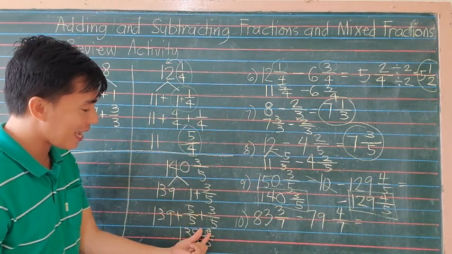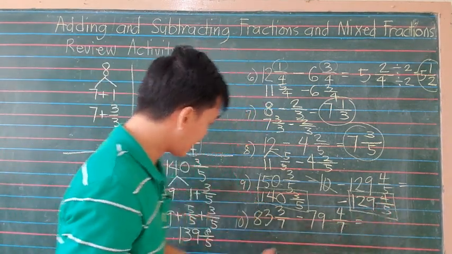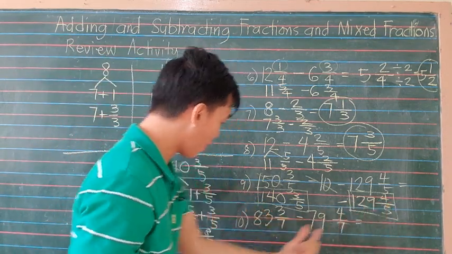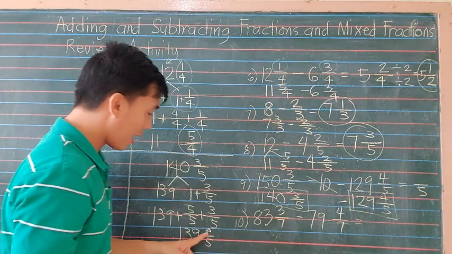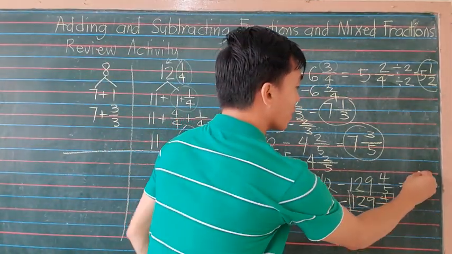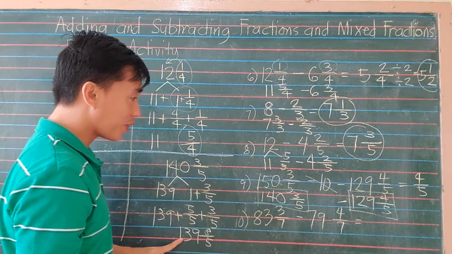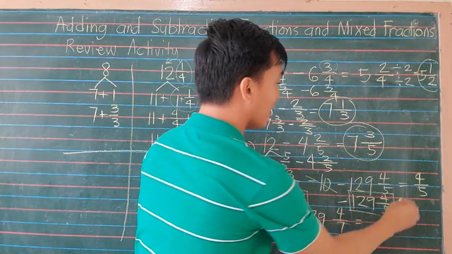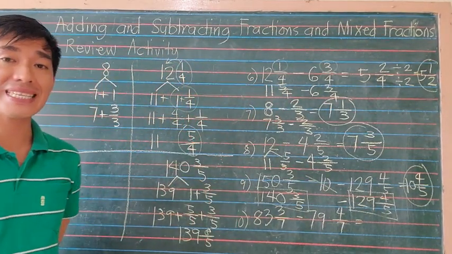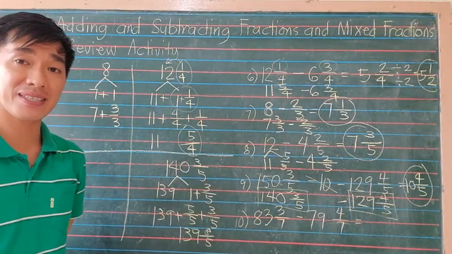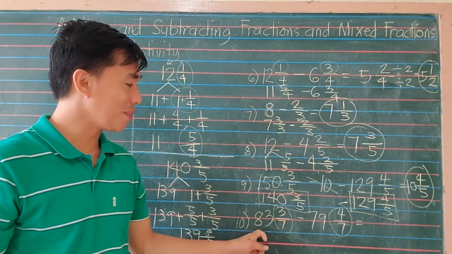Of course, 8 and 4. This is enough now to be subtracted by 4. Then you copy the denominator 5. So, 8 minus 4, that is equal to 4. Then 139 minus 129, that is equal to 10. Therefore, our final answer is 10 and 4/5. Let's now proceed to item number 5.